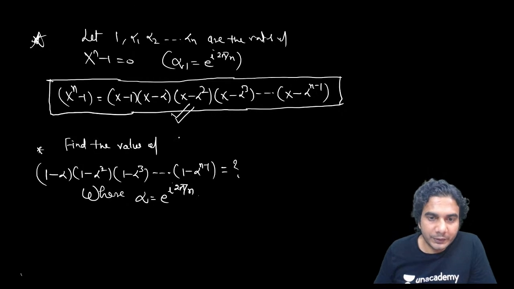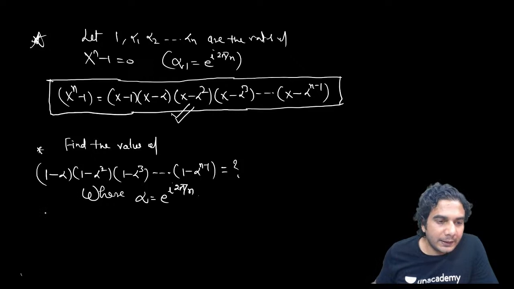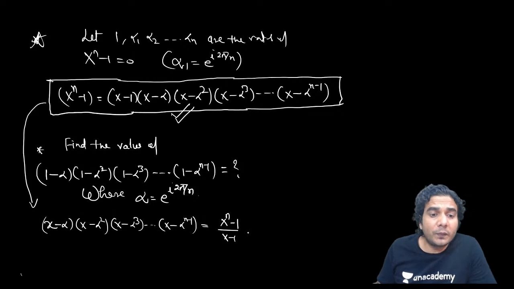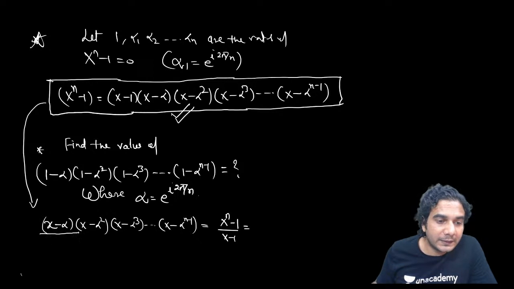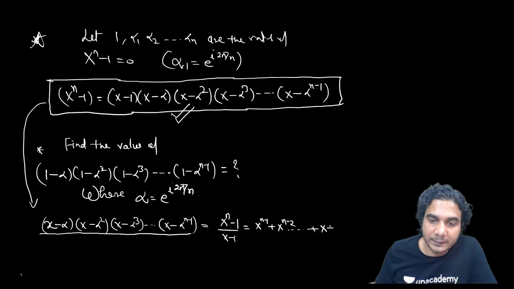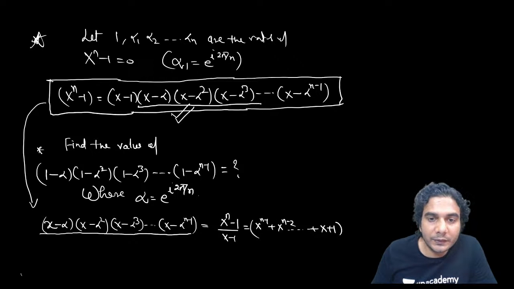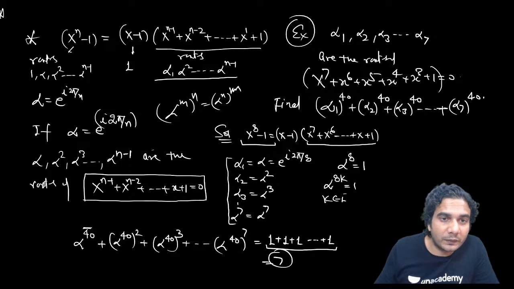All right. So see, you can use this equation here, and you can write x minus alpha into x minus alpha square into x minus alpha cube, and so on up to x minus alpha raised to n minus 1 as x raised to n minus 1 upon x minus 1. You need to put 1 in this, but these factors are basically the factors of x raised to n minus 1 plus x raised to n minus 2, if you cancel x minus 1, plus so on up to x plus 1 actually, because you need to use that previous factorization, this one.